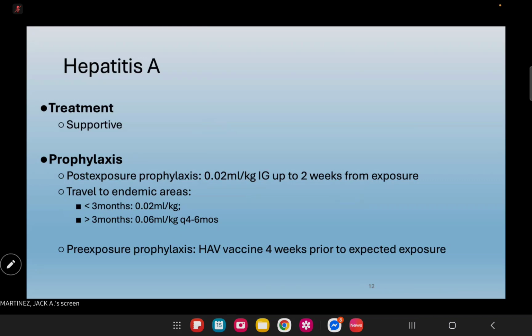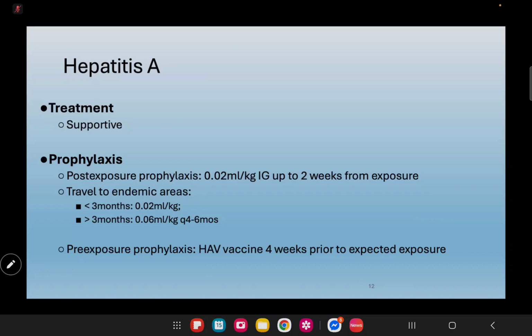But if you are exposed to hepatitis A, then post-exposure prophylaxis with immune globulin at 0.02 ml per kilogram is recommended within 2 weeks after the exposure. For travelers, if you travel to endemic areas, those vary depending on the duration of your travel. For trips less than 3 months, an immune globulin is given at 0.02 ml per kilogram. But if you plan to stay longer, you will be given 0.06 ml per kilogram every 4 to 6 months. That is post-exposure prophylaxis.